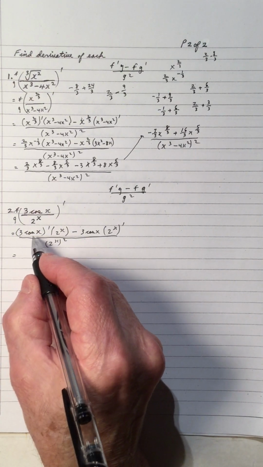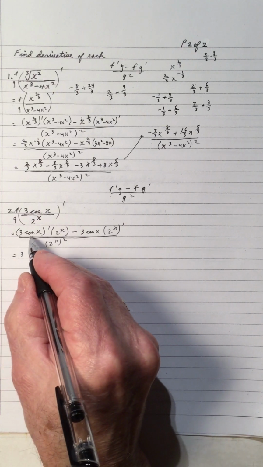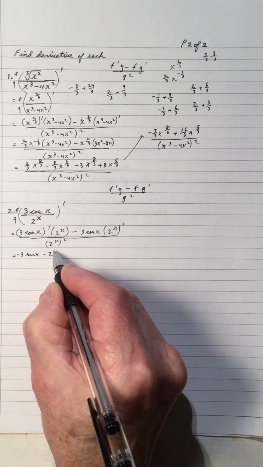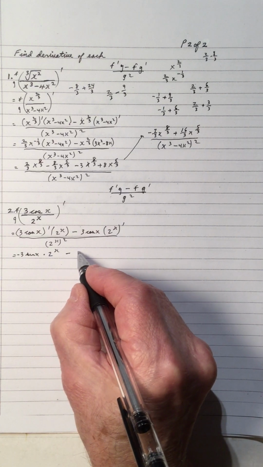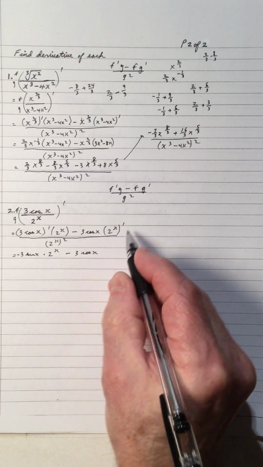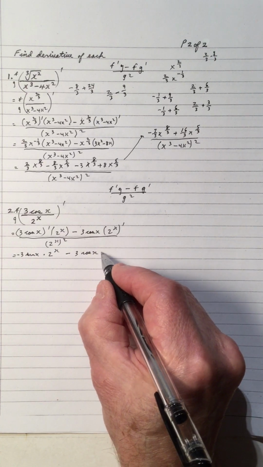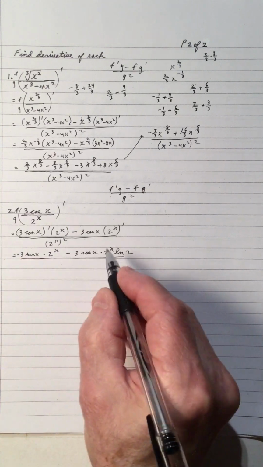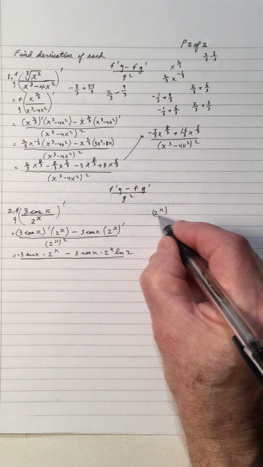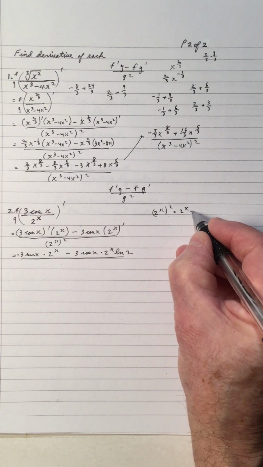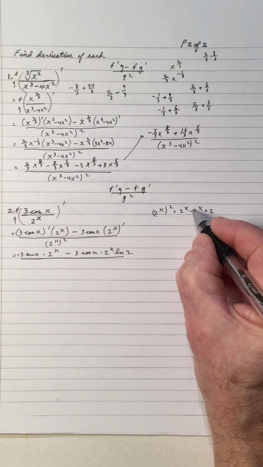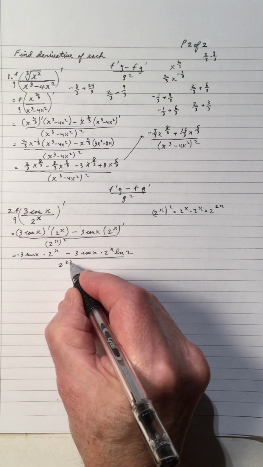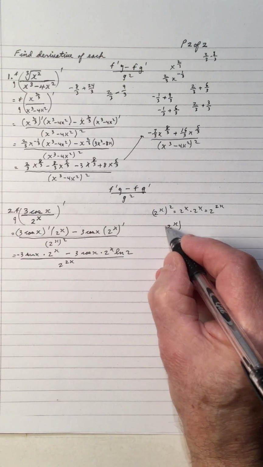So 3 cos x, the 3 is constant, so it's the 3. Derivative of cos is negative sine x times 2 to the x, minus 3 cos x, and the derivative of 2 to the x is 2 to the x ln 2, all over 2 to the x squared, which is 2 to the x times 2 to the x. When you multiply like bases, you add the exponents, so you get 2 to the 2x.